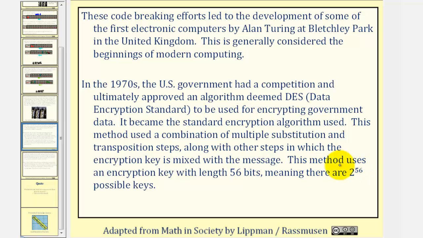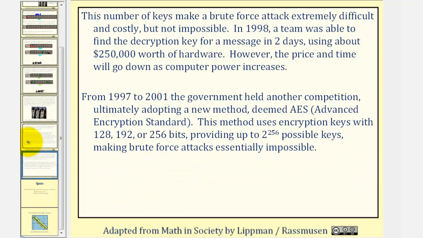This method uses an encryption key with length 56 bits, meaning there were 2 to the 56th power possible keys. This number of keys makes a brute force attack extremely difficult and costly, but not impossible. In 1998, a team was able to find the encryption key for a message in 2 days using about $250,000 worth of hardware. However, the price and time will go down as computer power increases.